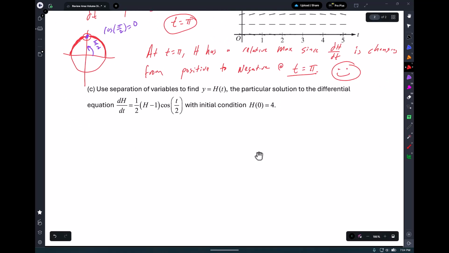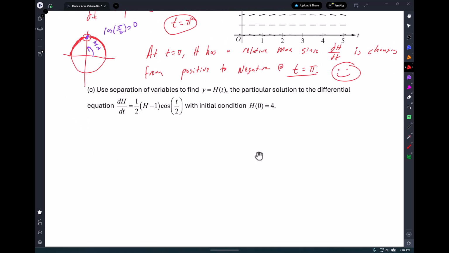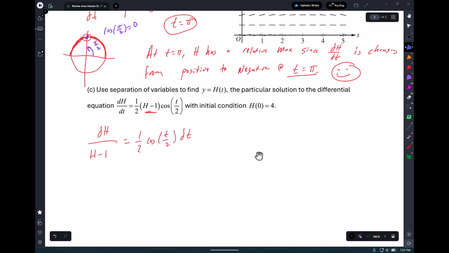All right, here we go. Use separation of variables to find y equals h of t, the particular solution to the differential equation. So now they want you to solve the differential equation, guys. I'm going to put the h's with the h's and the t's with the t's. So I'm going to divide by h minus 1 to move it to the left. So I have dh over h minus 1 equals 1/2 cosine of t over 2 dt. Everything looks good here. I don't see any issues.